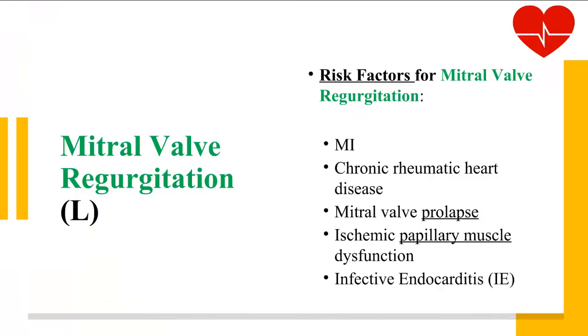All right, so let's talk about the risk factors for mitral valve regurg. Okay, so we're talking about those leaflets that aren't going to close properly. They're going to be incompetent. A myocardial infarction can cause that. So can chronic rheumatic heart disease, mitral valve prolapse. And mitral valve prolapse is really what happens in regurgitation. Those leaflets go back into the previous chamber. So in the mitral valve situation, they're going to fall back into the atria. Okay, so mitral valve prolapse leads to mitral valve regurgitation.